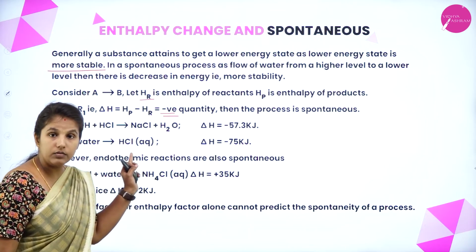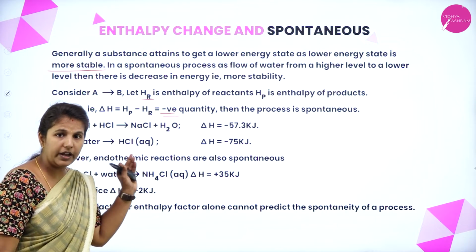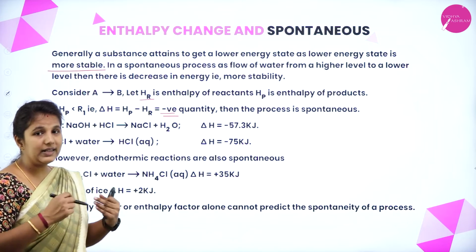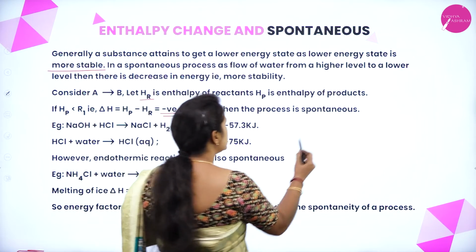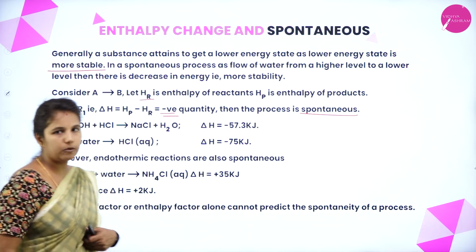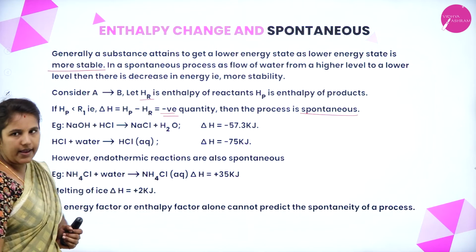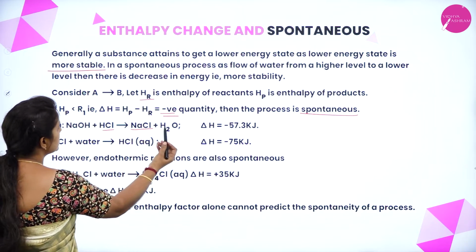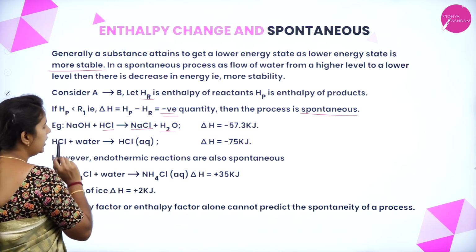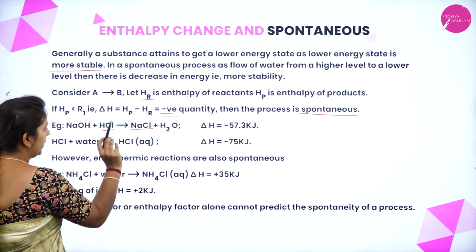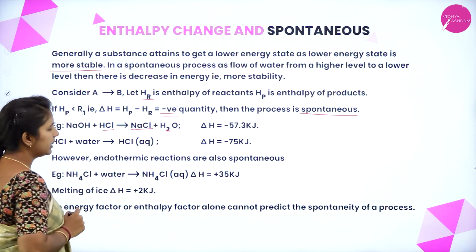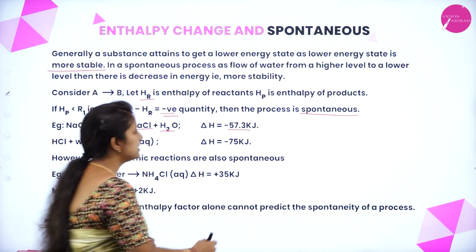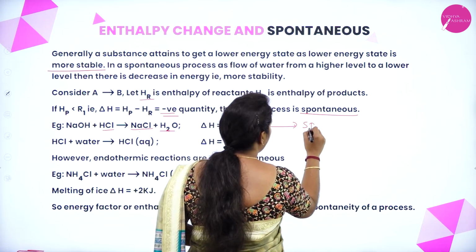So if the change in enthalpy, obtained by taking the enthalpy of the product minus the enthalpy of the reactant, gives a negative value, this indicates that it is a spontaneous process. We'll have an example for this. Sodium hydroxide, when reacted with an acid, gives sodium chloride and water. Here, if you take the change in enthalpy, the enthalpy of the product minus the enthalpy of the reactant, it gives a negative value. This indicates that the reaction is spontaneous.